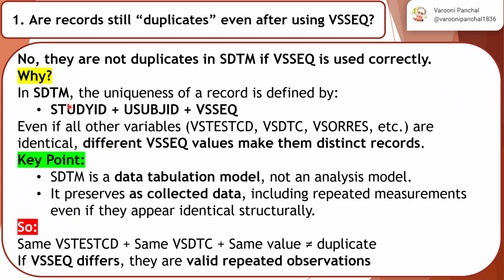Why? In SDTM, the uniqueness of the record is generally defined by study ID, unique subject ID and VS sequence. Now, even if all these variables, VS test code, VSDTC and the VS original result value, are the same, but they have different VS sequence values, that makes them distinct records.